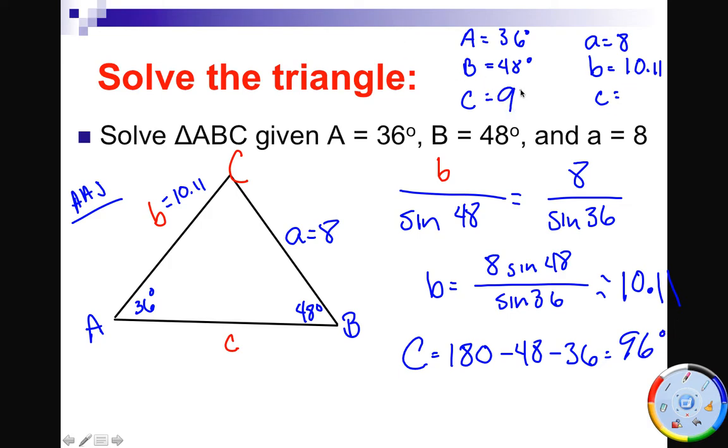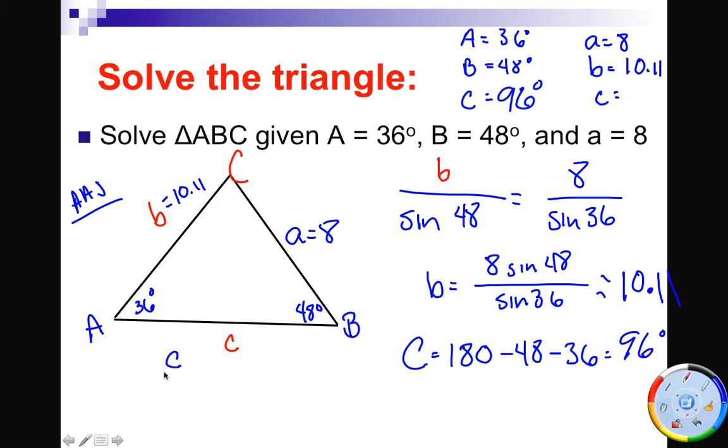And that's actually okay. Remember, we're dealing with non-right triangles. And then we need to figure out little c. So now we just use the law of sines again. Again, we cannot use Pythagorean theorem. Now here's where things are really up to you, but not really up to you. Do not use the 10.11 as part of your next calculation. Because 10.11 is rounded, your answer for c will be incorrect.